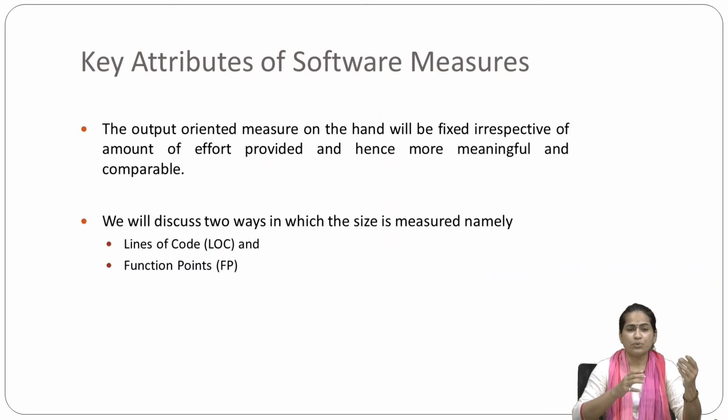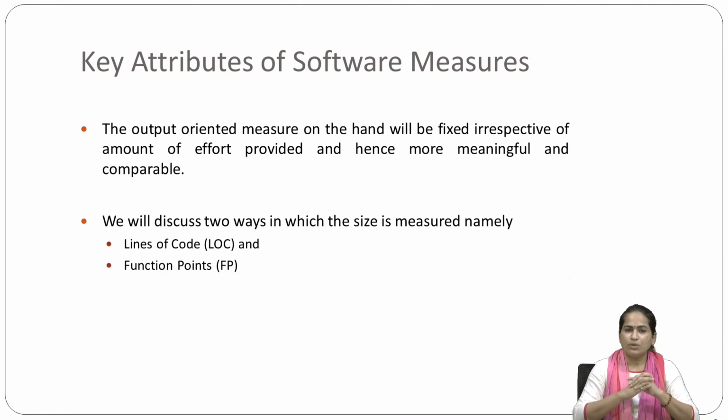As we have seen, what does input oriented mean? When we are giving the effort in the form of input, it is called an input oriented measure. And for an output oriented measure, what are we considering? The output oriented measure, on the other hand, will be fixed irrespective of the amount of effort provided, and hence more meaningful and comparable. This output oriented measure is not dependent on the input efforts provided. We can have the comparison based on it also.